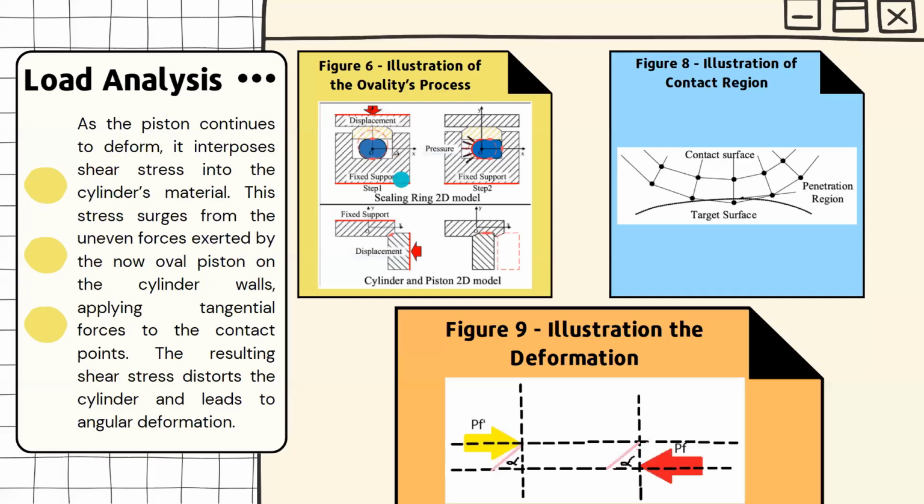So here's the explanation of why it has the deformation, by looking at this illustration. If there's a displacement, the force from the piston presses the fixed support and causes the piston to hit or make contact with the cylinder part. So the cylinder part will deform from a perfect circle to an oval shape.